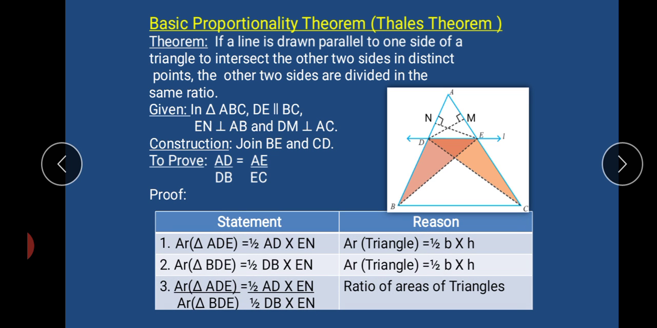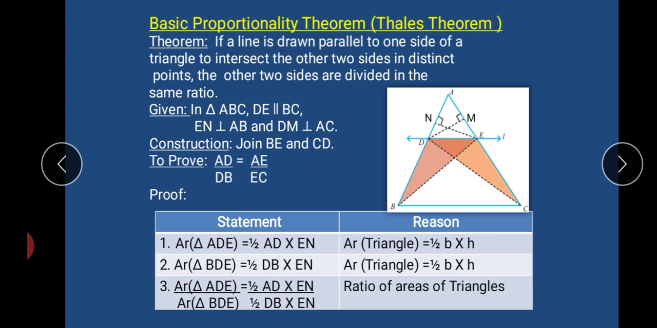So first, area of triangle ADE is half AD, which is the base, into EN, that is the height. Reason is area of a triangle is half base into height. We will select the second triangle where the base is DB, and area of triangle BDE is equal to half DB into EN. The height is the same for both the triangles. In the case of the second triangle, it is an obtuse angle triangle, therefore the height lies outside the triangle.